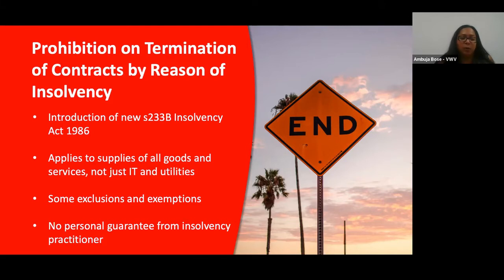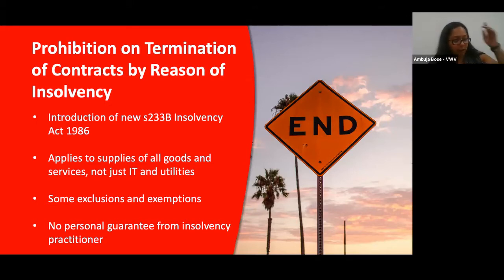It applies to supplies of all goods and services, not just IT or utilities supplies, which is something that was previously included within the Insolvency Act. There are a few exclusions and exemptions, and I'll talk about those a little bit more, but the key thing to bear in mind here, which makes it very different to the way in which utilities and IT supplies were protected previously, is that CIGA doesn't require an insolvency practitioner that's appointed over a relevant insolvent debtor to provide a personal guarantee in respect of any continuing supplies. So the impact of CIGA is that suppliers are in effect prohibited from terminating their contracts and forced to continue supplies to an entity that may be in a formal insolvency process.